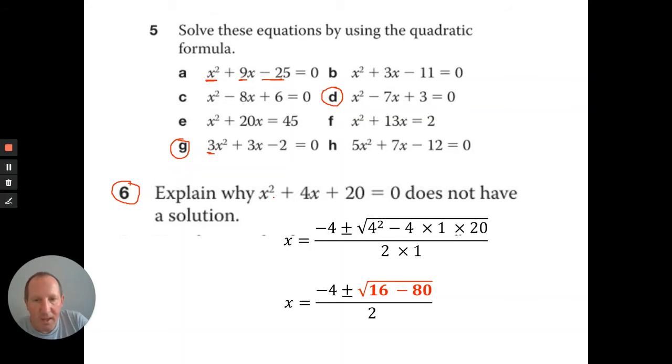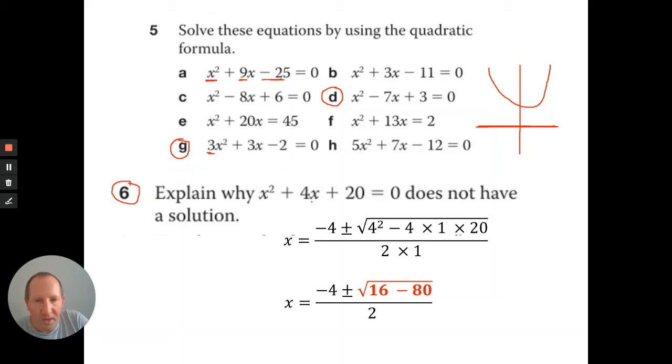Explain why x squared plus 4x plus 20 does not have a solution. Now, if I think about a quadratic graph, when y equals 0, that's when it goes through this line here. That's when y is equal to 0. There are some quadratic graphs that go like that and never go through here. So that's what we say is they don't have a solution. There's never a time when y is equal to 0. And this will be the sort of graph that would exist up there, never going through this.